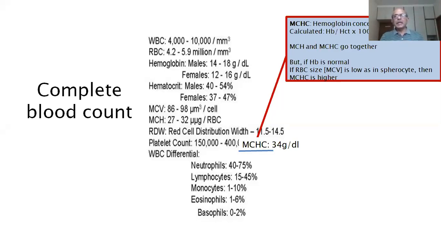And hence, MCHC elevation is a very, very sensitive parameter to suspect and diagnose spherocytosis, because in spherocytes the RBC size in volume is much lower than normal. This is one example where MCH and MCHC do not go together. So a normal MCH with an increased MCHC of more than 35 strongly suggests spherocytosis.